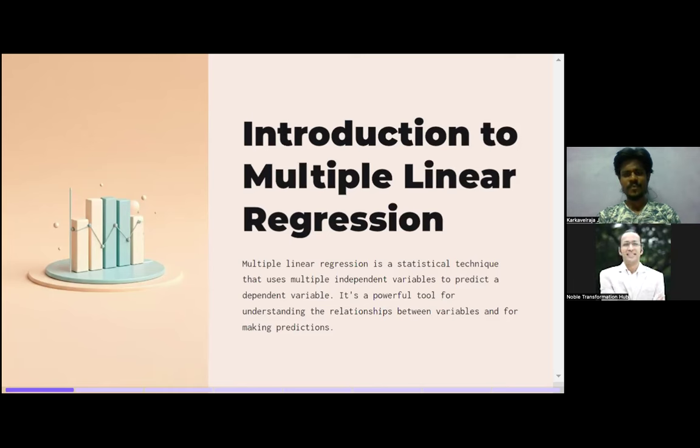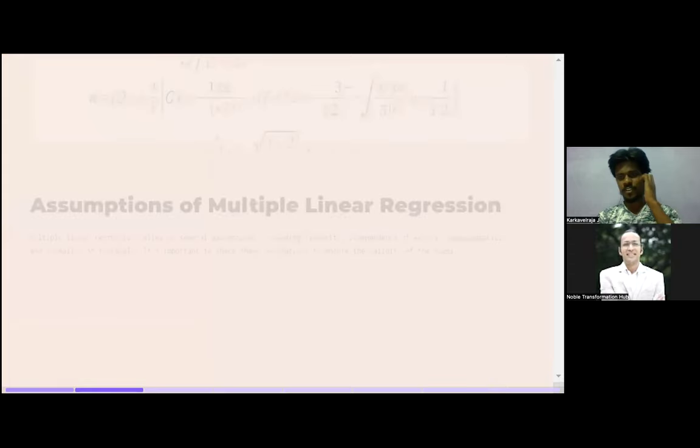Yeah, sure, sir. Moving on, guys. Let's see what we are having next. Assumption of multiple linear regression.